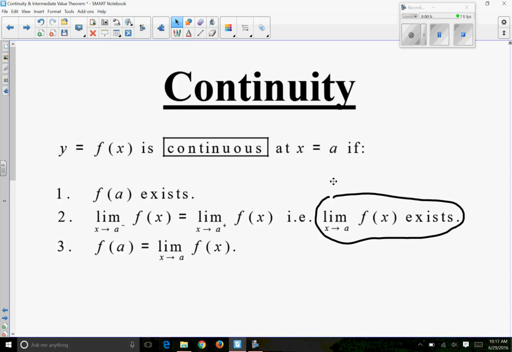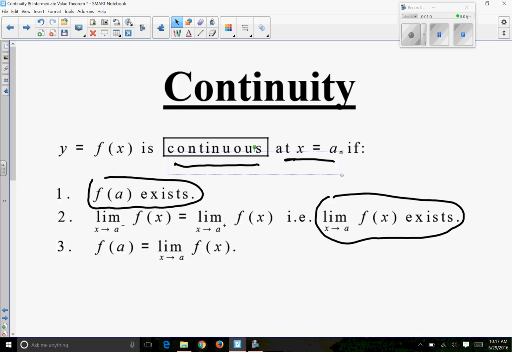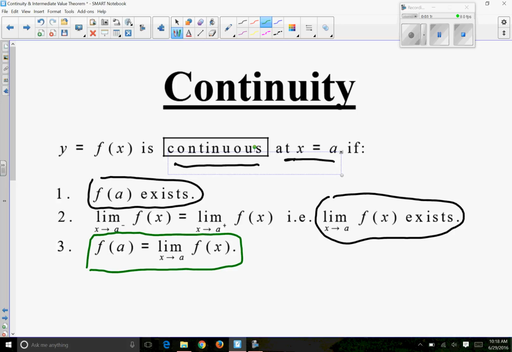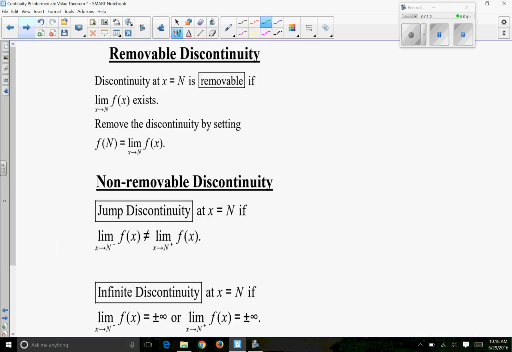And the third condition for continuity at x equals a is that f of a, which exists, and the limit of f of x as x approaches a, which exists, have to equal each other. The f of a and the limit of f of x as x approaches a have to be equal to each other. Make sure you pause the video to get all of this written down. Then you'll need to write all of this.